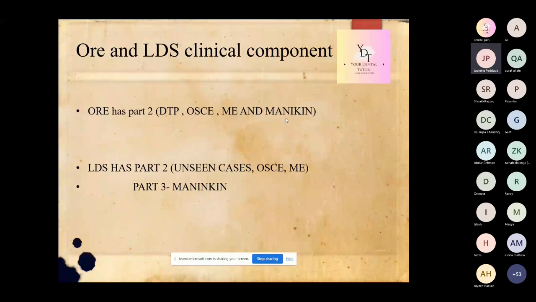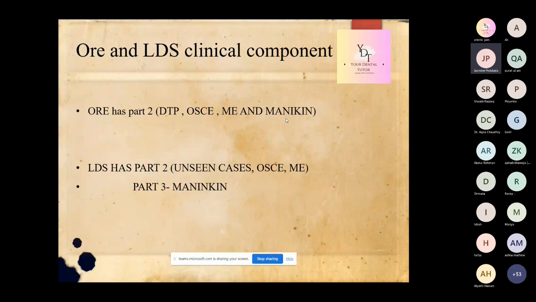Now, for LDS, the same four components take part in two parts. Okay, so part two is your verbal thing. That means you do unseen cases, which is a replica of DTP. It's just called unseen cases in LDS. Then you have OSCE, which is cut copy paste of OSCE in ORE. And then you have medical emergencies. Now, day one, guys, it's your OSCE and medical emergency day, in which your medical emergencies are essentially sprinkled in the OSCE station. So it is slightly different.